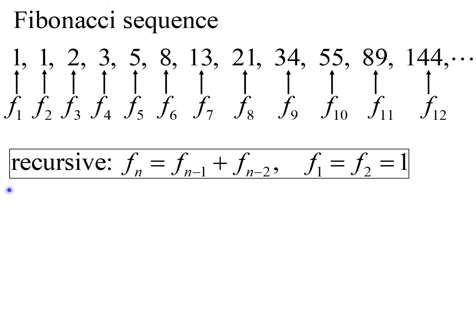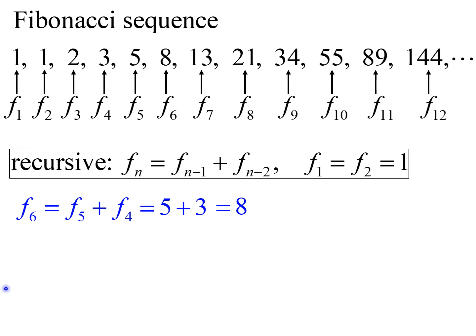So let's take a look at our F6. We plug 6 into this recursive formula for n, and F6 is F5 plus F4. Looking above at what F5 and F4 are, F5 is 5 and F4 is 3. So 5 plus 3 is 8. So F6 is 8. And that's how the recursive formula works.